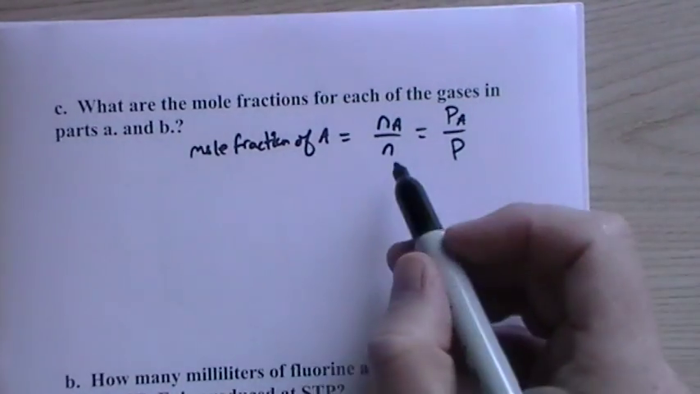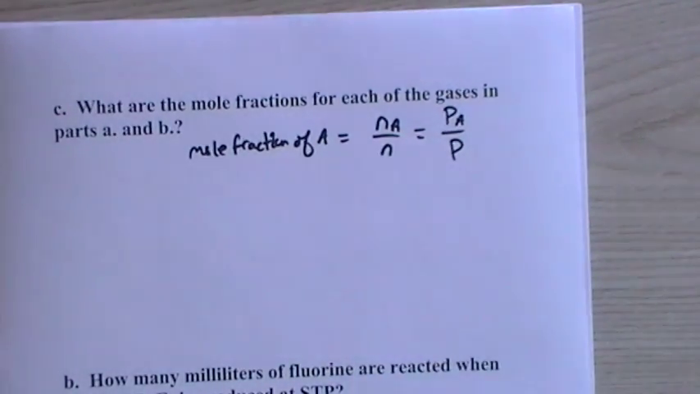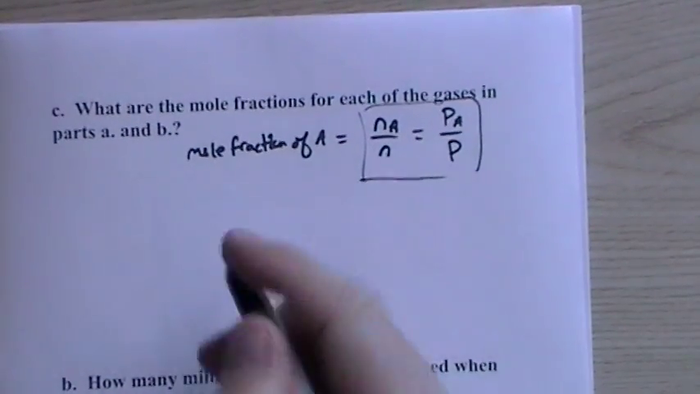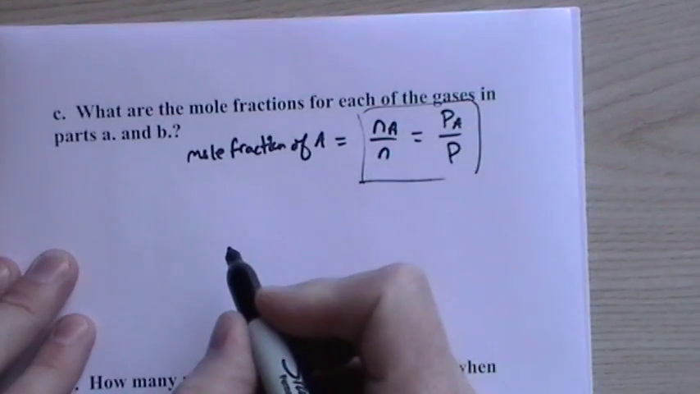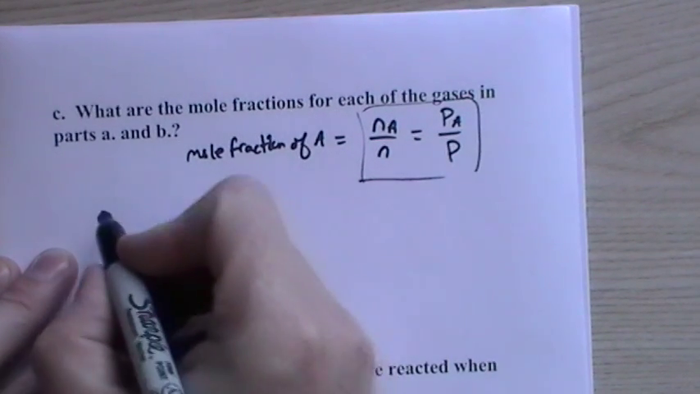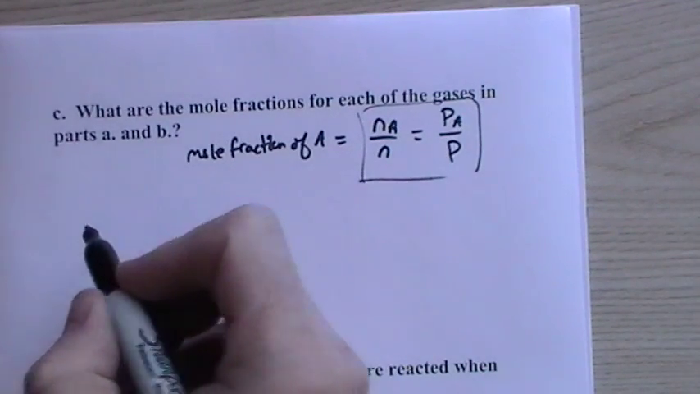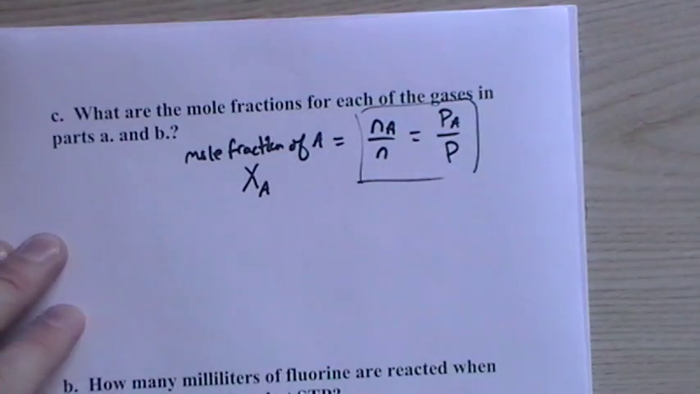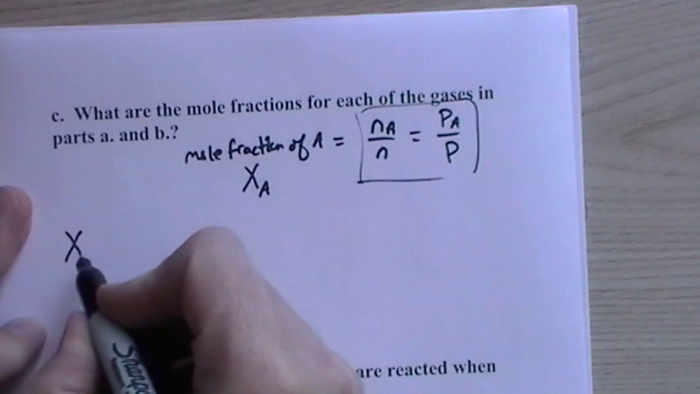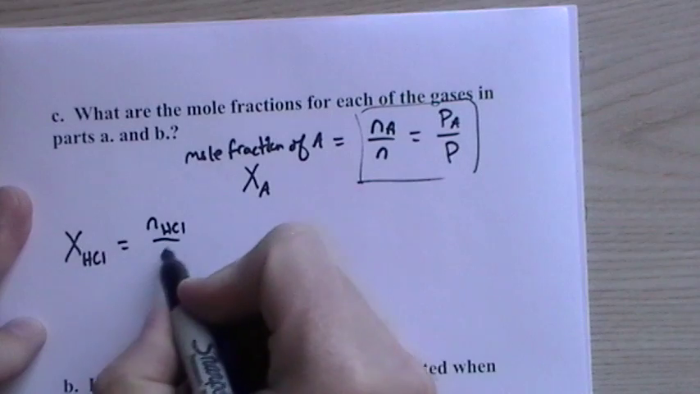If we knew the grams or the moles, we could determine the mole fraction, but we don't know that, but we do know the partial pressures, and this is definitely true. Let's say I want to do it for parts A and B. We'll just do it for B so that we don't have to sit here all day. The mole fraction is usually denoted by capital X sub A. So the mole fraction of HCl is going to be the moles of HCl over the total number of moles.